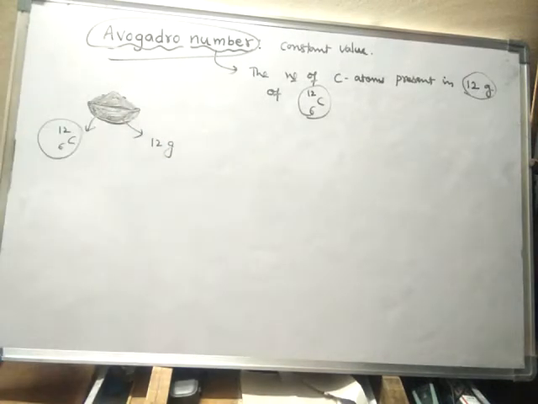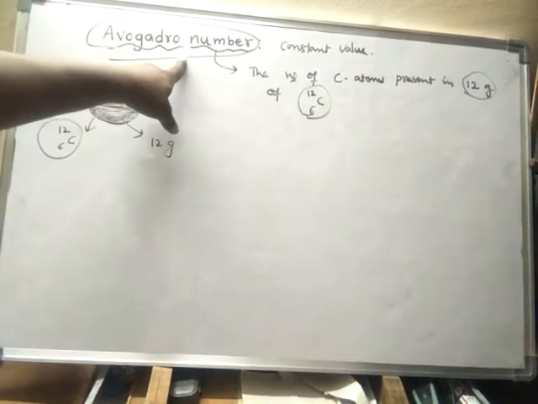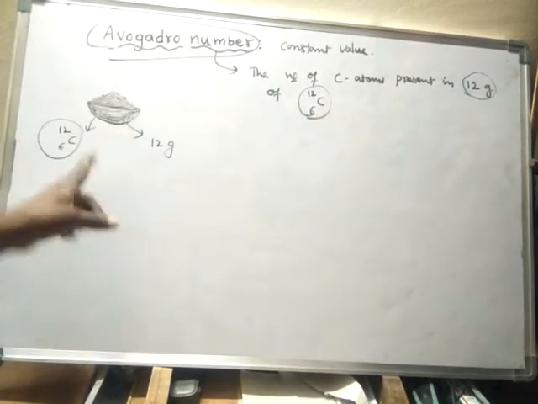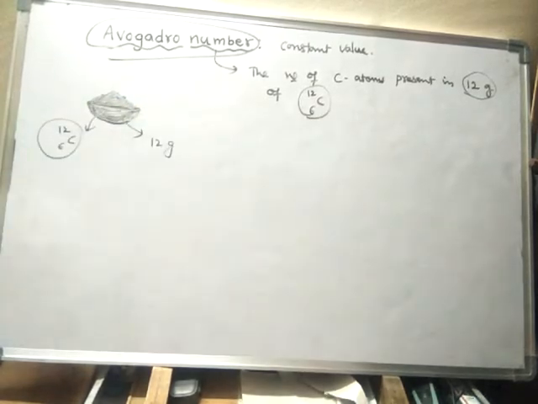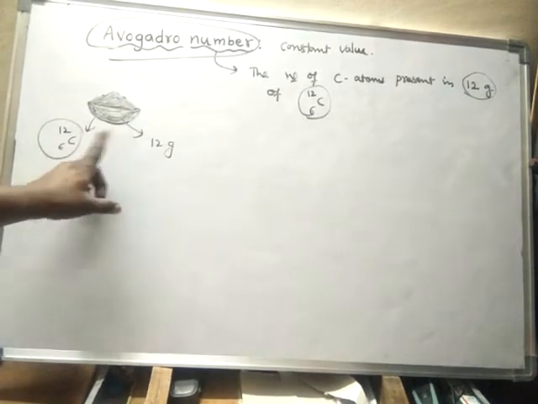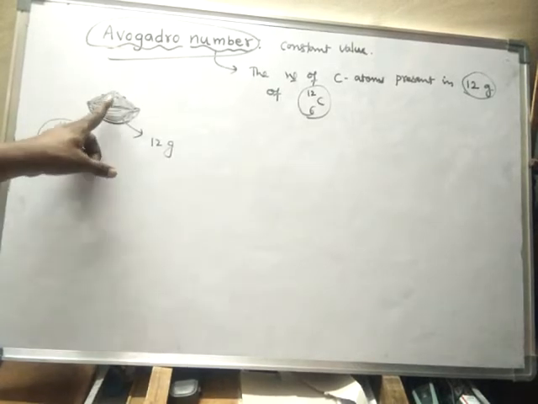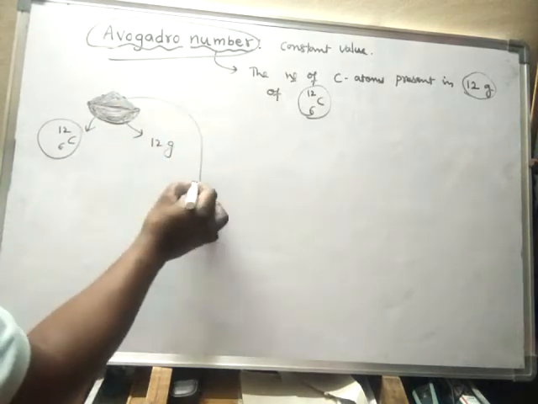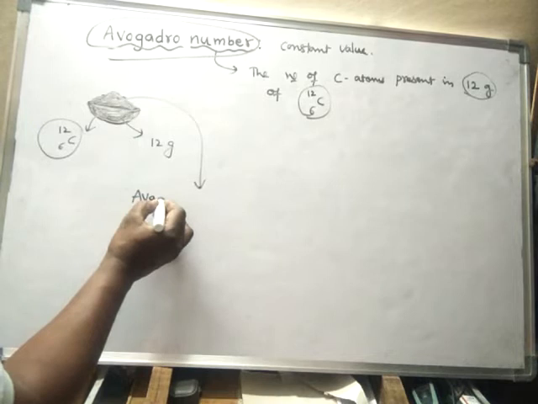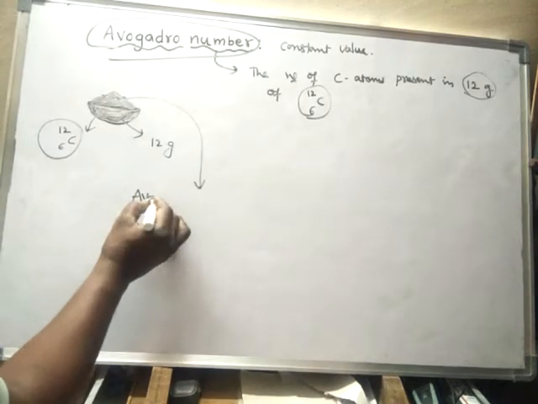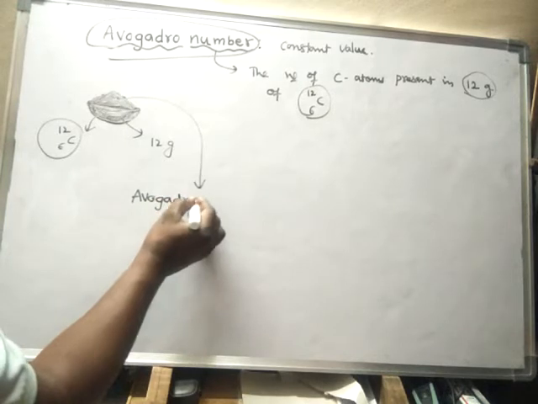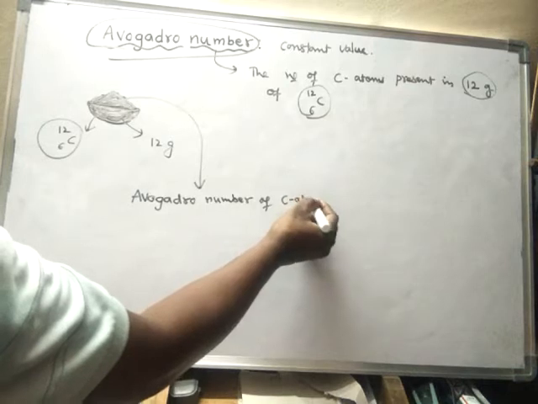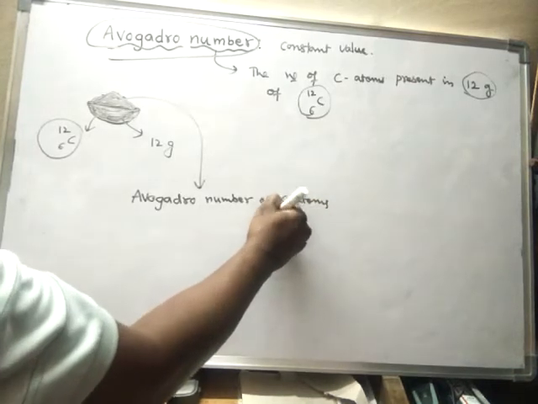There are Avogadro number of carbon atoms in it, because according to the definition, what is Avogadro number? It is the number of carbon atoms present in 12 grams of carbon. Here 12 grams of this substance is given. So how many carbon atoms are there in it? Avogadro number of carbon atoms are present.